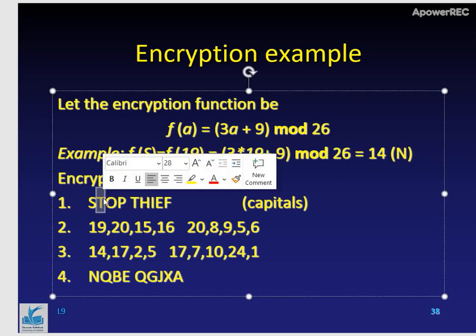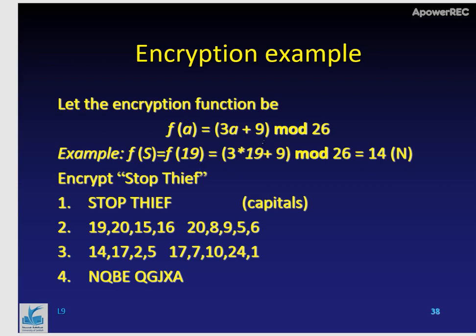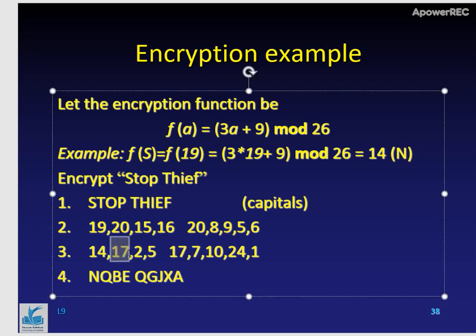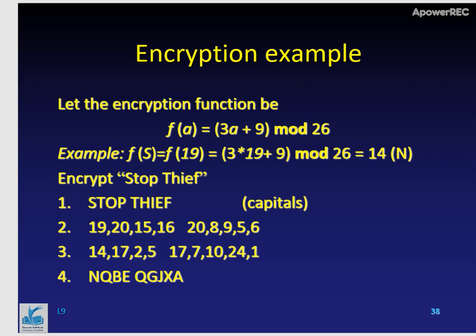Similarly, the letter T, which represents the numerical letter 20, if we go back in the table and see, so T represents 20. By using this function, it is transformed to number 17, which by using this table represents the letter Q. We apply this process on all the letters in the alphabet, and we see that this message, stop thief, is transformed to something which may appear gibberish to a person who does not know this function, and they may not be able to understand the message being sent.